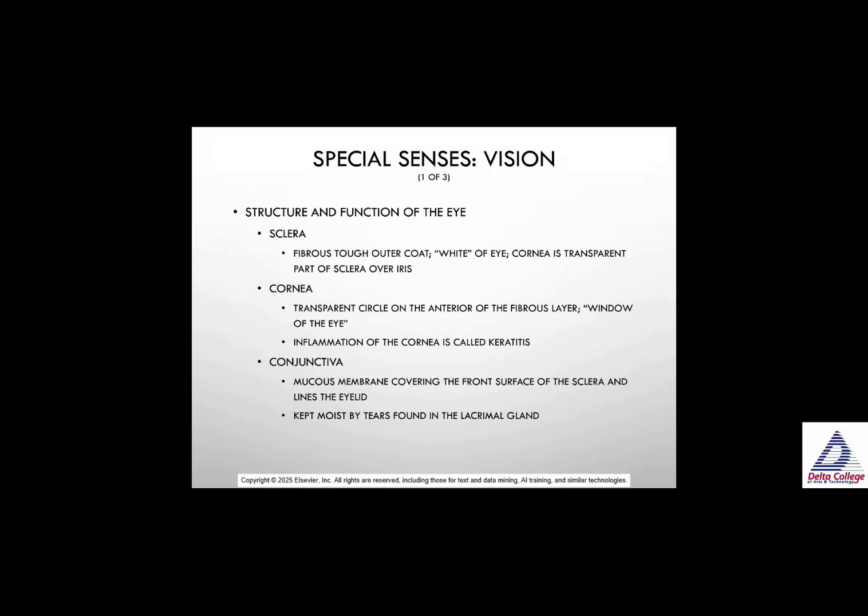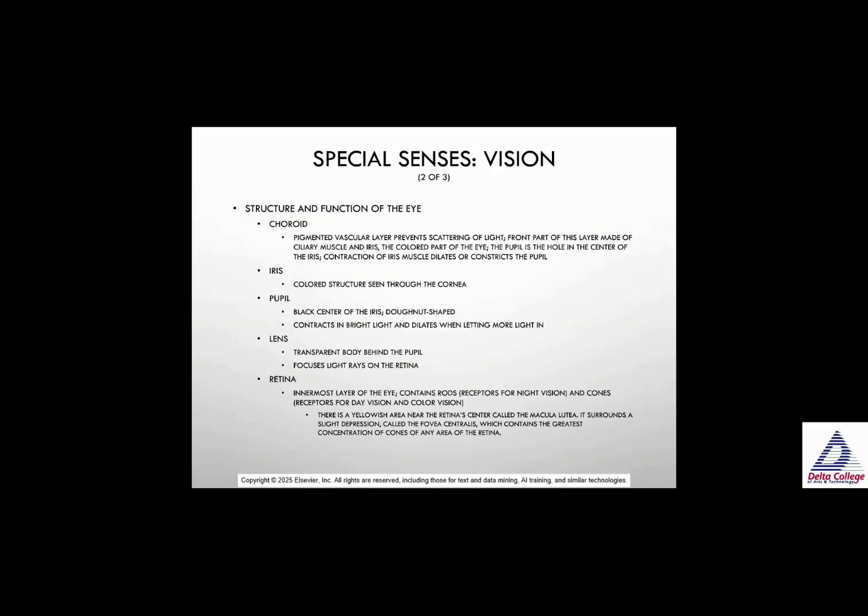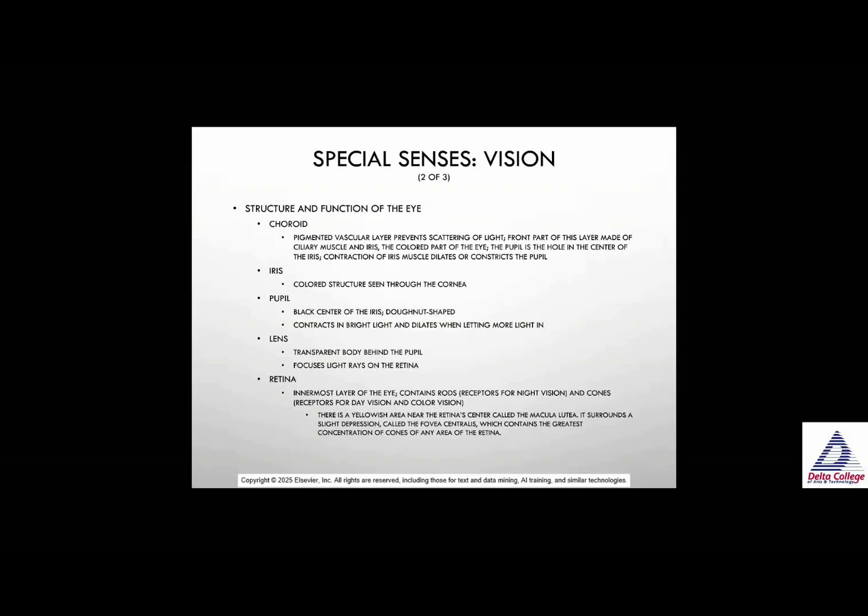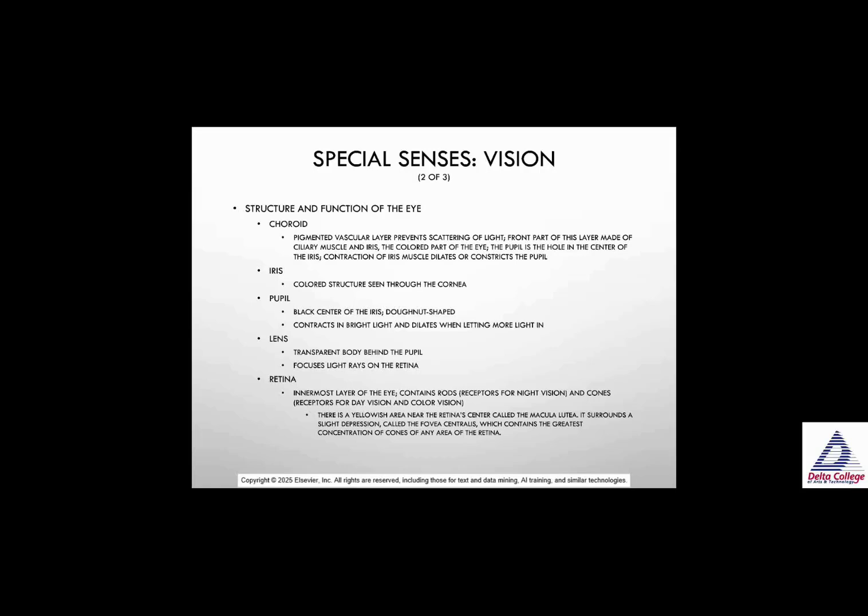Then you have your conjunctiva. This is the mucous membrane covering the front surface of the sclera and lines the eyelid, and it is kept moist by tears found in the lacrimal gland. Moving on, we have the choroid. This is the pigmented vascular layer that prevents scattering of light. It is the front part of this layer that's made of ciliary muscle and iris, the colored part of the eye, and the pupil is the hole in the center of the iris.